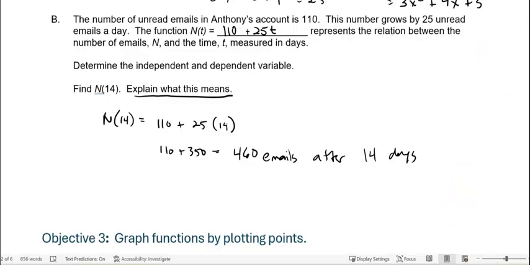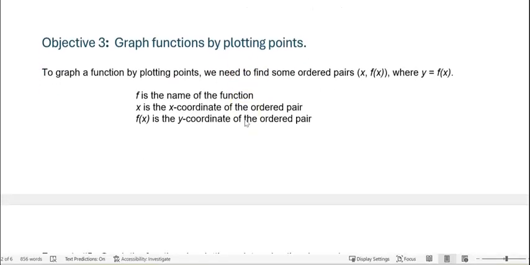Okay. Good. The next video we'll look at graphing functions.